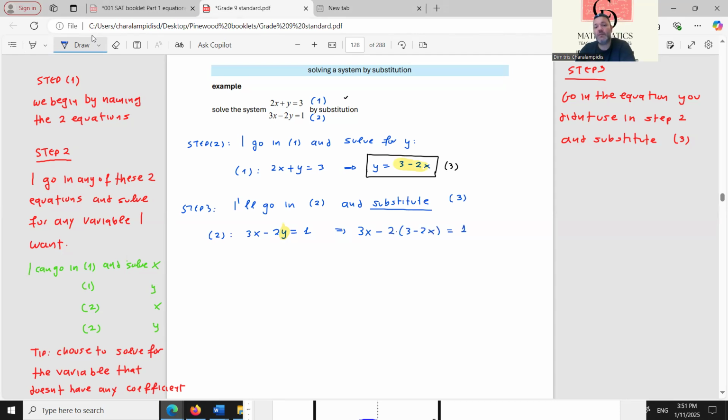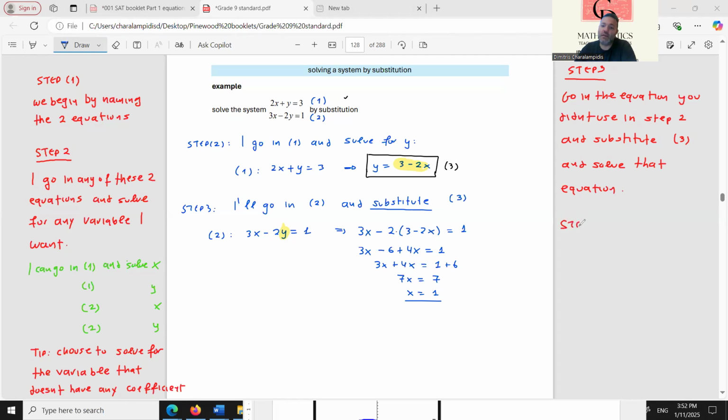What did I achieve under this substitution? Now, this new substitution is a one variable equation, which means that it can be easily solved. So I'm going to do the operations. 3x minus 6 plus 4x equals 1, which means that 3x plus 4x equals 1 plus 6, which means that 7x equals 7, which means that x is equal to 1. The third step would have been: go in the equation you didn't use in step 2, substitute 3, and solve that equation.